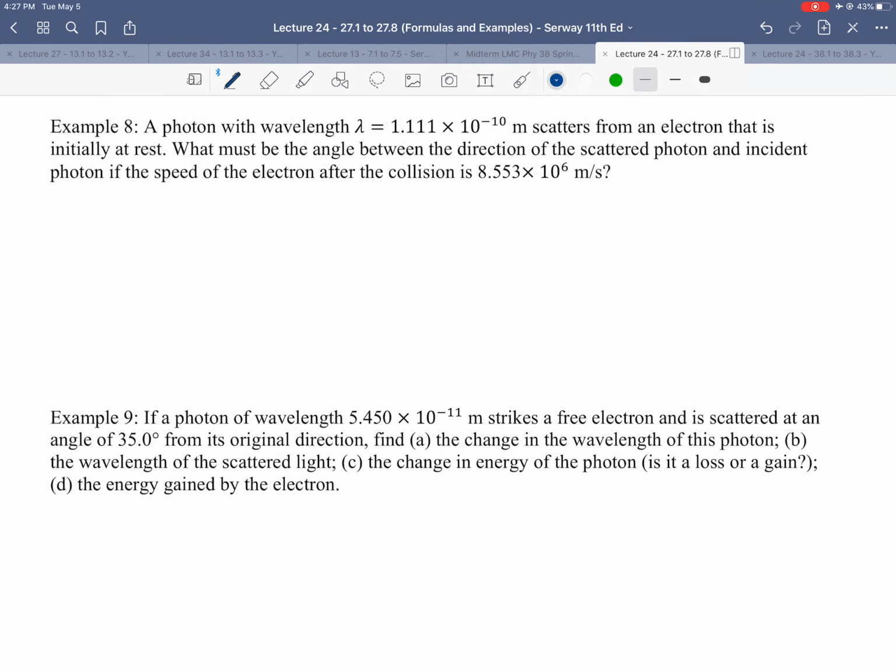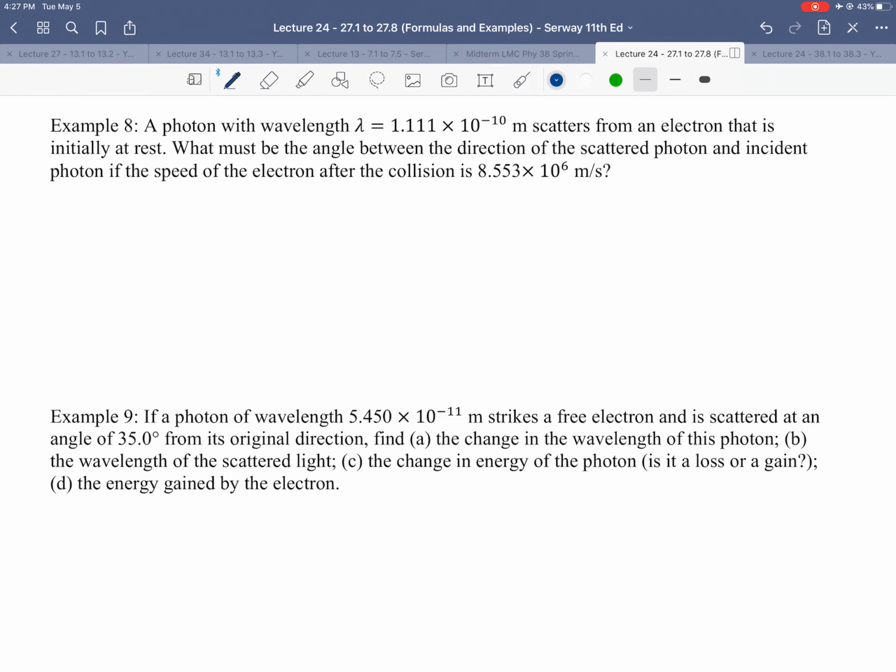All right. So in this one, we have example 8. A photon with wavelength lambda equals 1.111 times 10 to the negative 10 meters scatters from an electron that is initially at rest. What must be the angle between the direction of the scattered photon and incident photon if the speed of the electron after the collision is 8.553 times 10 to the 6 meters per second? So about 8.5 million meters per second. Still not relativistic speeds here, so nothing to worry about there.